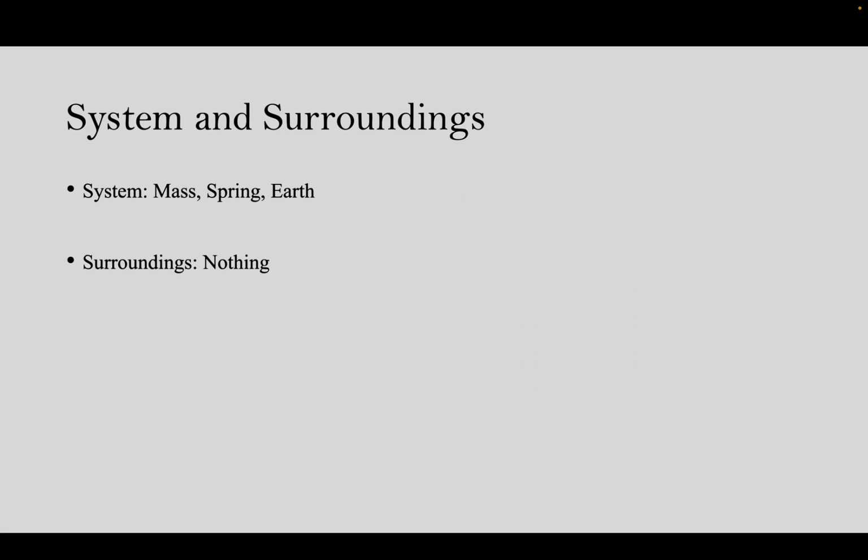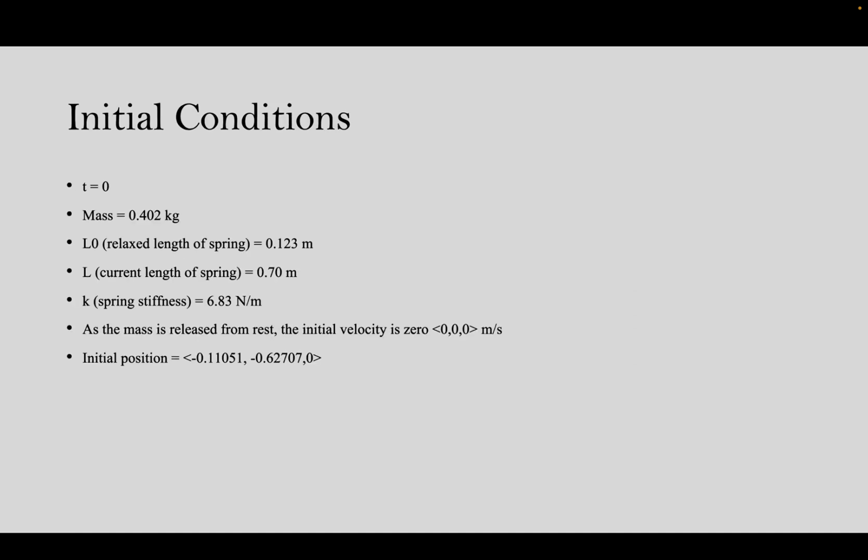The experiment. The system was the mass, the spring, and the earth, and the surroundings were nothing. For the initial conditions, t equals 0 seconds, the mass was 0.402 kilograms, the relaxed length of the spring was 0.123 meters, the current length of the spring was 0.7 meters, the spring stiffness was 6.83 newtons per meter, and as the mass is released from rest, the initial velocity was 0 meters per second, and the initial position was negative 0.11051 meters in the x direction, and negative 0.62707 meters in the y direction.